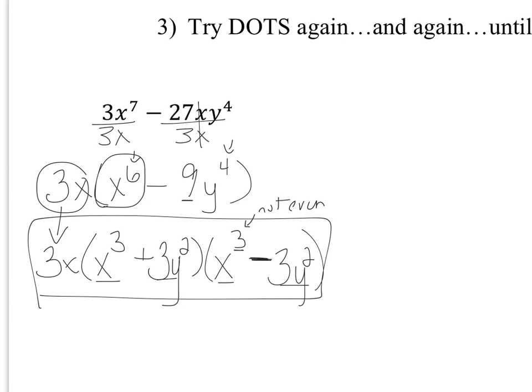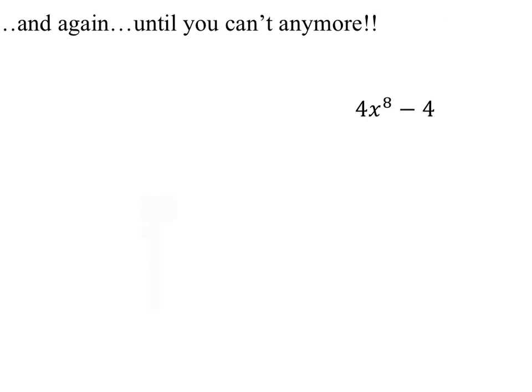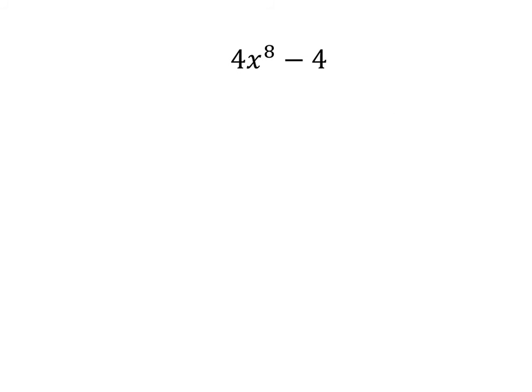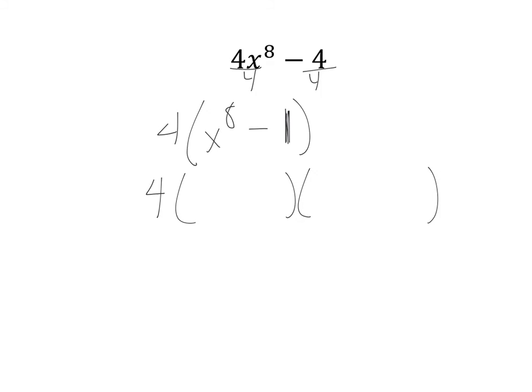So always look to see if you can factor things again. Here, this is just an example of how you'll be able to factor a few times. GCF is 4. Hopefully that's obvious. So I divide each one of these by 4. I'm left with x to the 8th minus 1. Remember to keep that 1. Anything divided by itself, you need that to do these problems. Okay. This is a perfect square. 1 is a perfect square, so it's x to the 4th plus 1, x to the 4th minus 1.